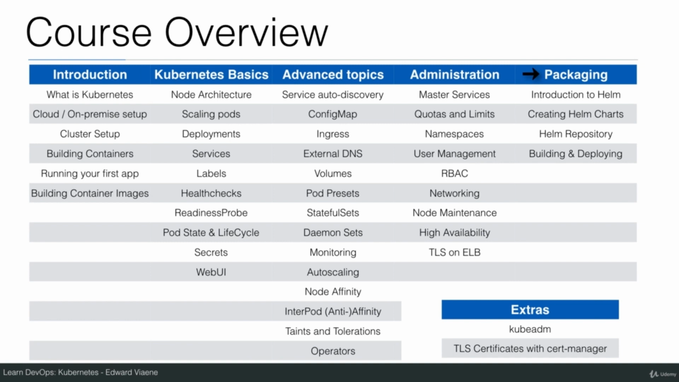So how do you run your applications on Kubernetes? First, I will introduce you to Helm, and then how to create Helm charts to package your applications. And then we're going to set up a Helm repository to store our Helm charts. And then we will be building and deploying applications using Helm and Jenkins.